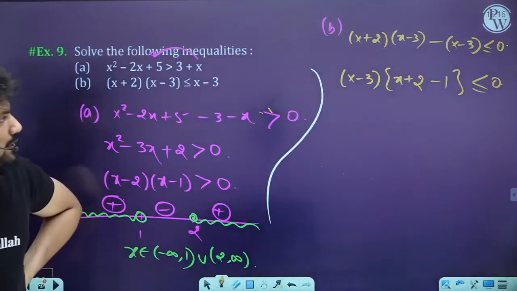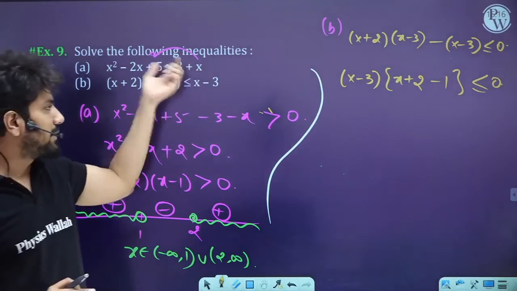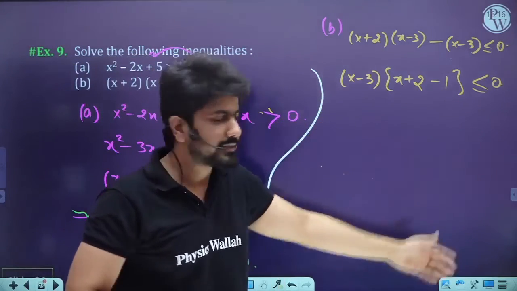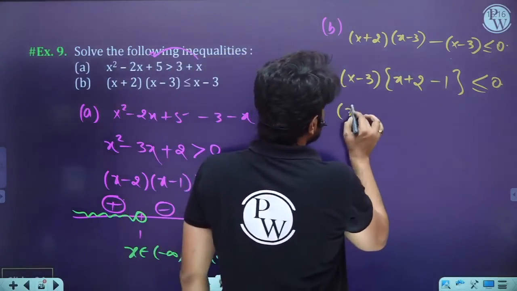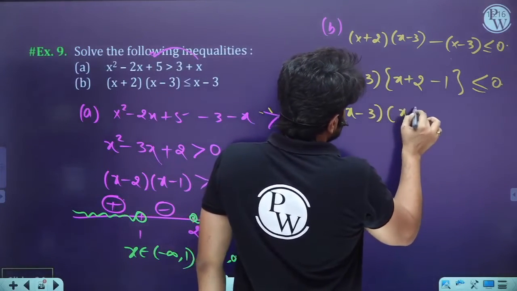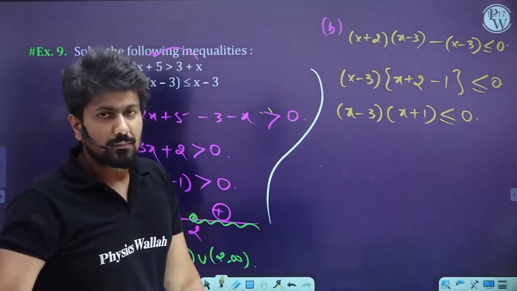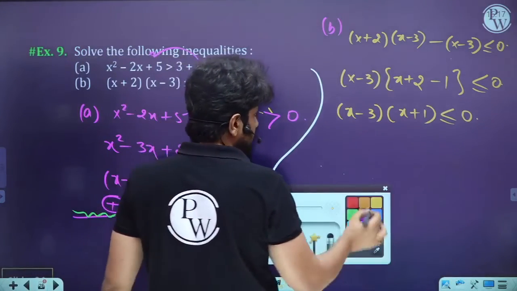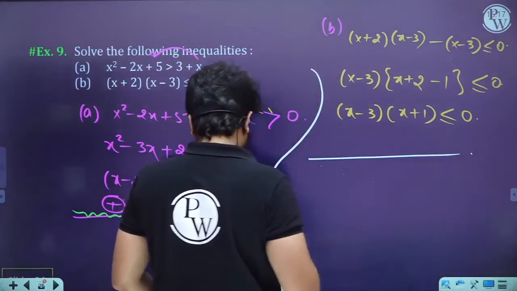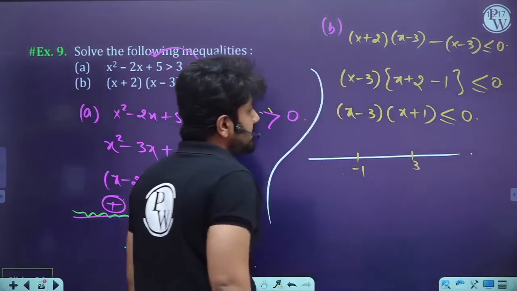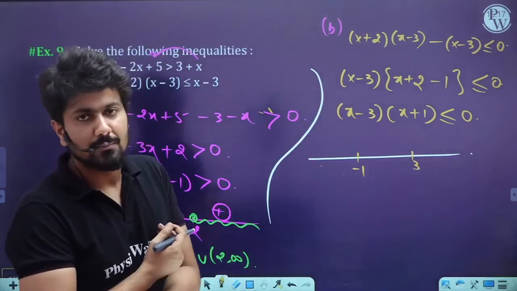So now we have made proper factors. We brought x minus 3 to the left and then taken x minus 3 common. These are the proper factors. So the factors are x minus 3 multiplied by x plus 1 less than or equal to 0. Okay, these are the factors. Now, what are the critical points? The critical points are minus 1 and 3. Minus 1 and 3 are the critical points.